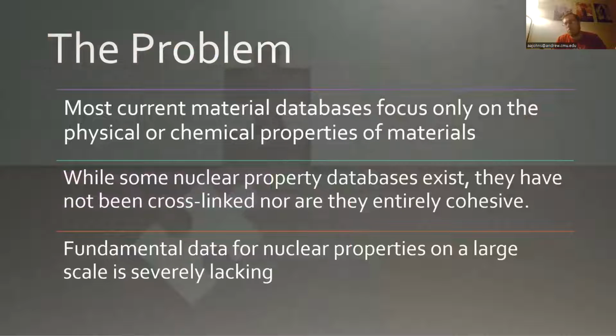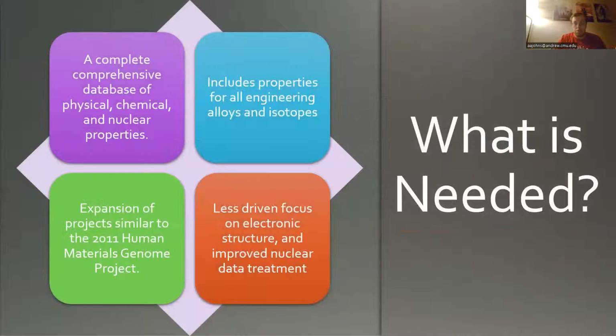So what is really the problem with this is most current material databases really only focus on the physical or chemical properties of materials like ANSI's Granta. And while some nuclear property databases do exist, they haven't been cross-linked. They're not entirely exhaustive of most common engineering alloys and their isotopes. And furthermore, we're lacking the fundamental data on these nuclear properties on a large scale to actually produce such a database. So what do we really need to do to fix this?